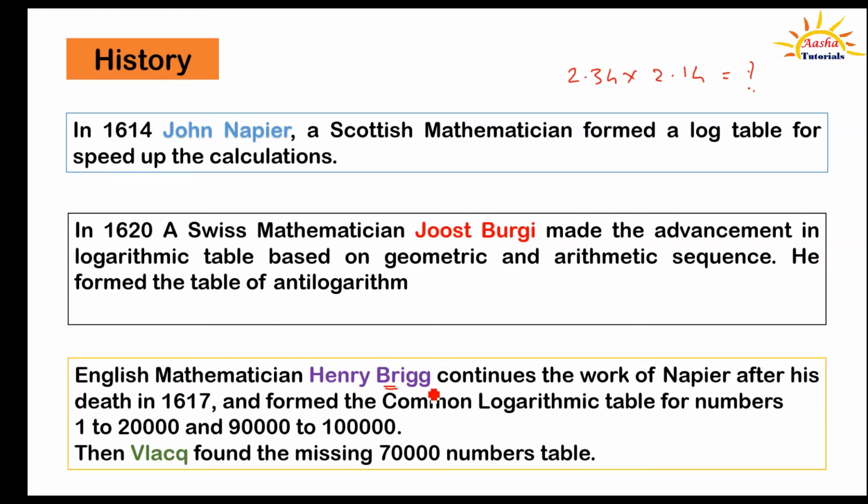Initially, he made this log table for the numbers 1 to 20,000 and 90,000 to 1 lakh. The logarithmic values of the missing numbers, 20,000 to 90,000, were made later. So this is a brief history of the logarithmic table. In making this table, it was a great work done by these scientists to make calculations very easy.